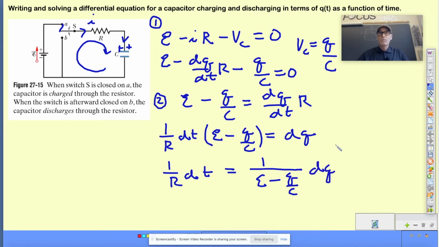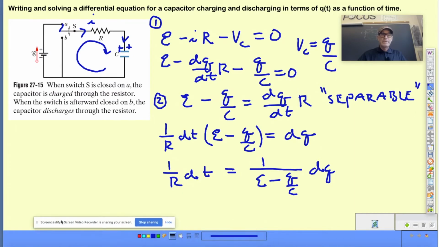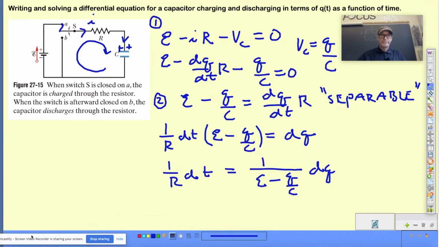Oh boy, we're almost there. Well, we're not quite there yet, but that's the separation part. Okay, so that's the separable part. We just separated our first order differential equation, getting it ready to integrate. Okay, so separable. That's what this differential equation is. Now the next step is to integrate.